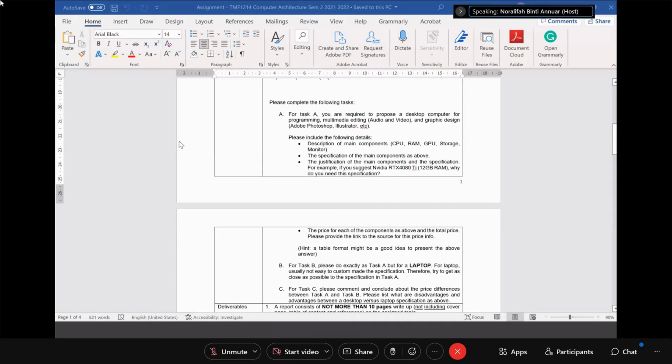Yang itu akan membezakan awak dengan kawan awak nanti ya. Selalu student kadang-kadang tanya balik, why I get this mark? I think mine is very similar with my friend. Mengaku pula similar kan. But how you explain, itu akan membezakan dia.